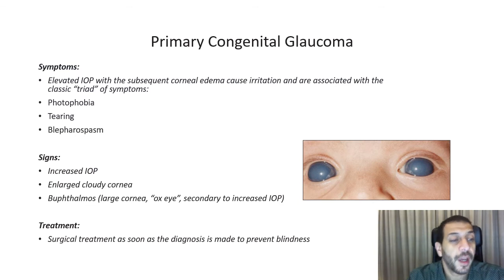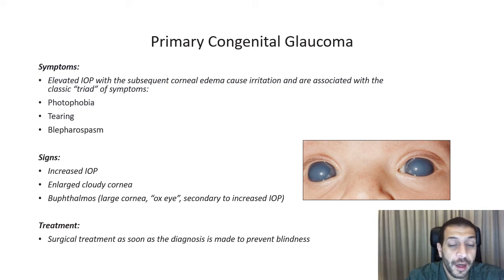The symptoms: elevated intraocular pressure with subsequent corneal edema causes irritation and is associated with the classic triad of symptoms. Photophobia. These symptoms should be noted very well by the pediatrician to be able to refer the child on time. Photophobia means the child is disturbed by light. He cannot handle light. He usually closes his eyes when he looks at bright light. Tearing and blepharospasm. Always closing the eyelids, and there's a lot of tears, and the child is irritated a lot by light.